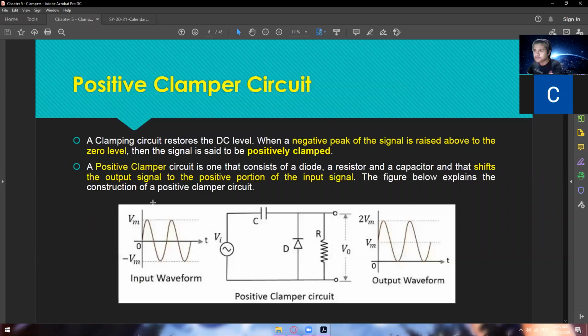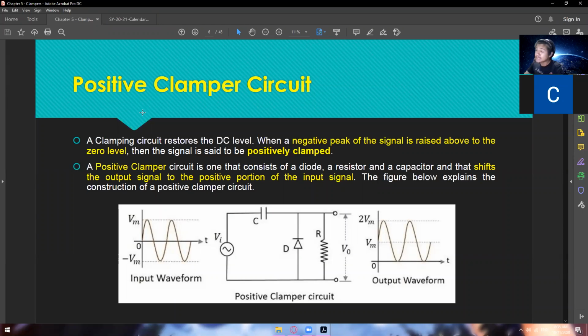So first, let's talk about positive clamper circuit. So again, if there's a part that we didn't understand, feel free to ask, okay? Don't be shy or don't be afraid to ask. Ask right away, okay? If possible, so that we can go over that topic, and then we can discuss it as soon as possible.